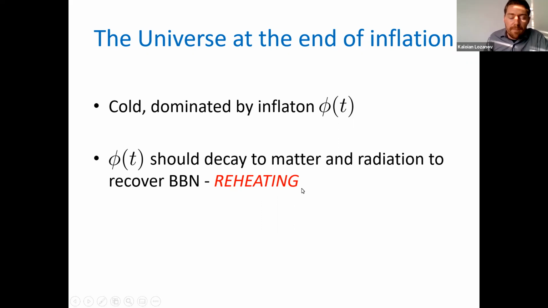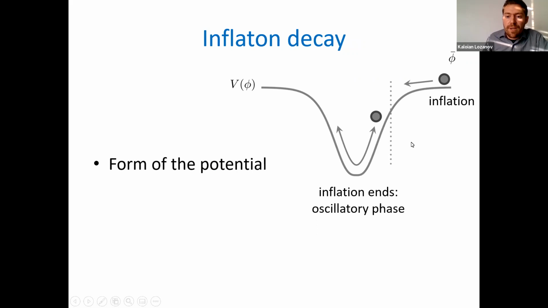And in the standard picture, reheating begins after the end of slow roll inflation as the inflaton begins to oscillate about the minimum of its potential. The exact details of the inflaton decays into other species of matter depend on the form of the potential near the minimum, and on the couplings of the inflaton to other fields.